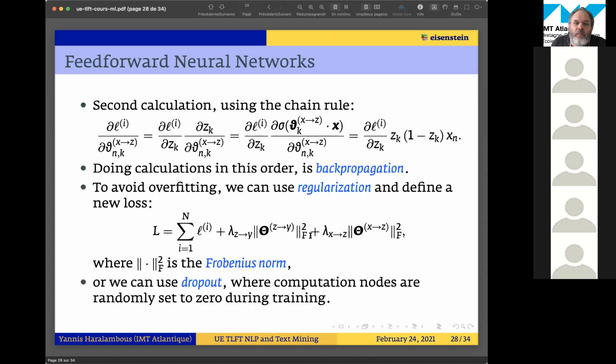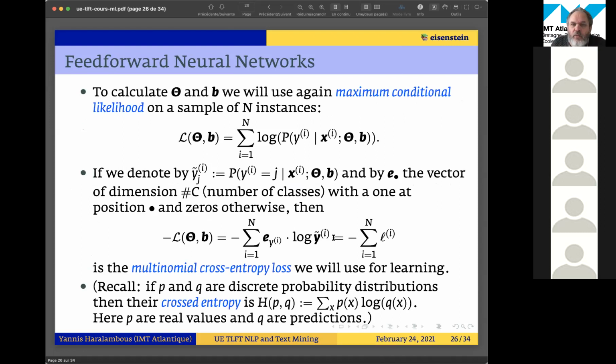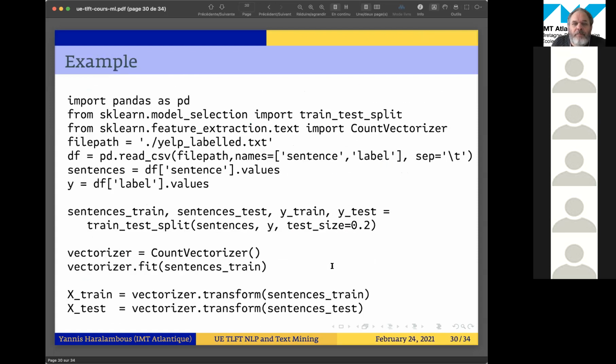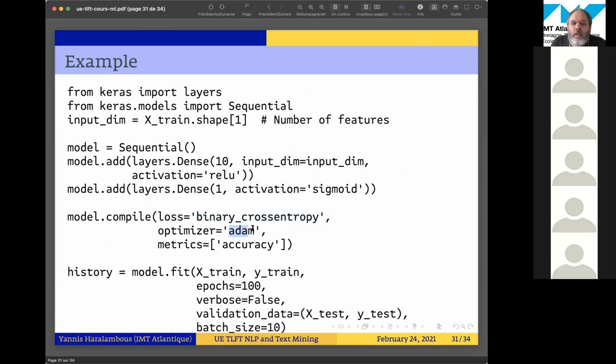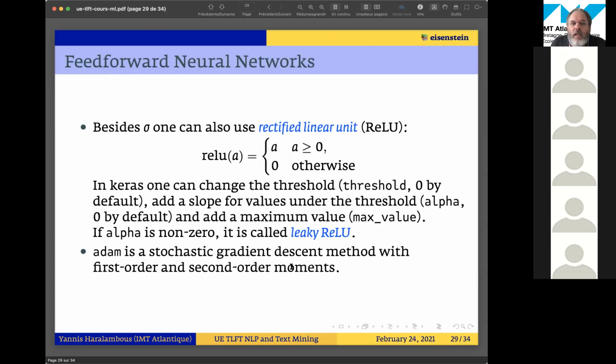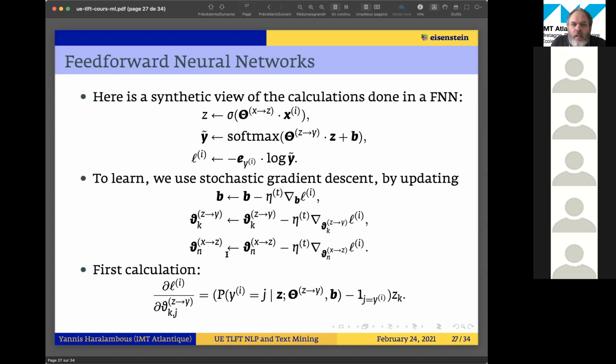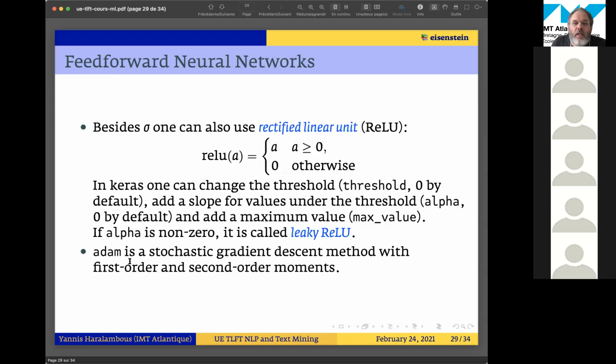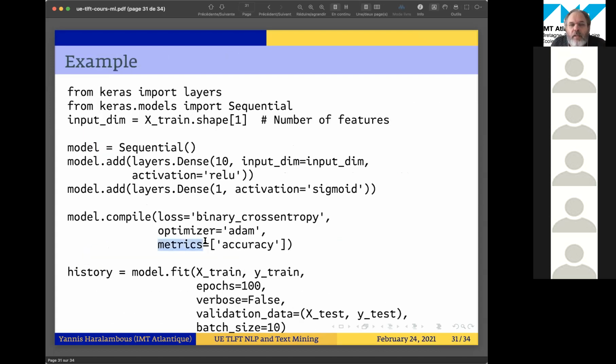So binary cross entropy is this cross entropy, but not multinomial, binary because we have only two classes, 0 and 1. The optimizer is the kind of stochastic gradient descent we will use. So Adam is a particular method of stochastic gradient descent. And metrics will be accuracy. So what are we measuring in our calculations?